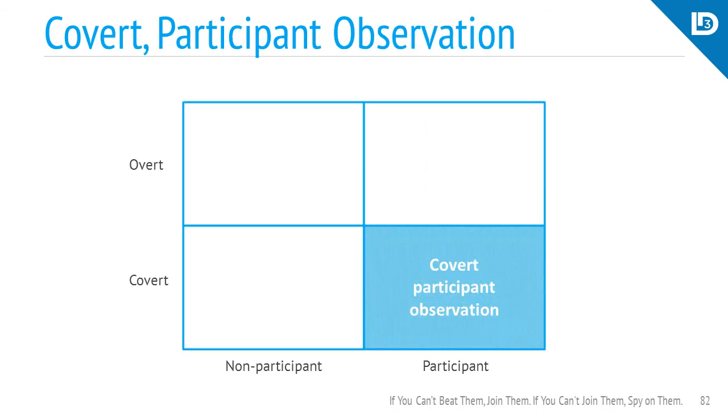So the fourth method here is covert participant observation. Again, covert, the people don't know they're being observed, but it's participant, the researcher is participating in the activities. So this is kind of like being a spy, going undercover.